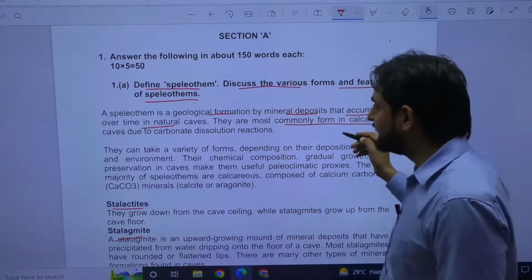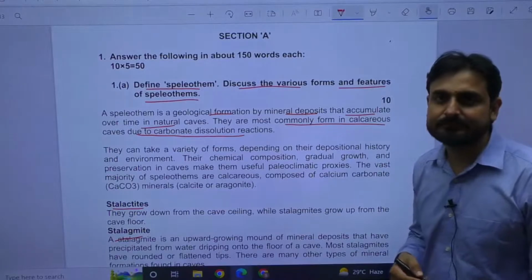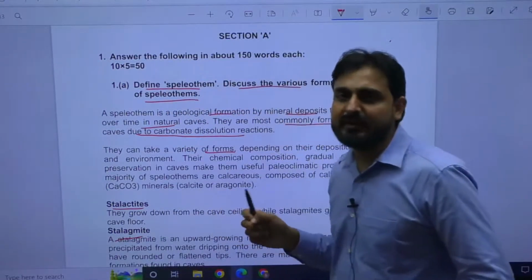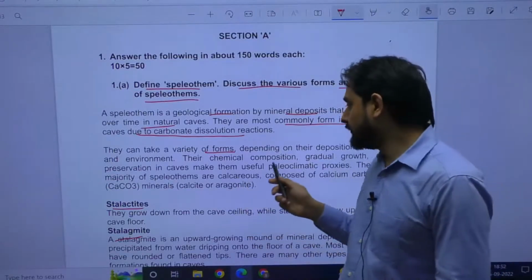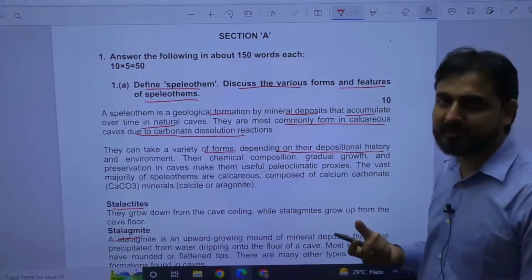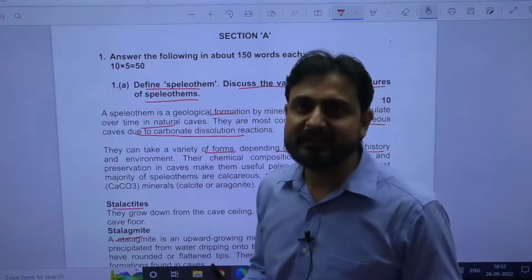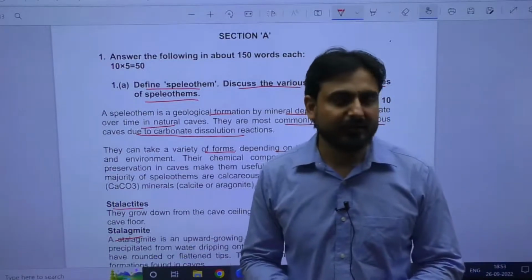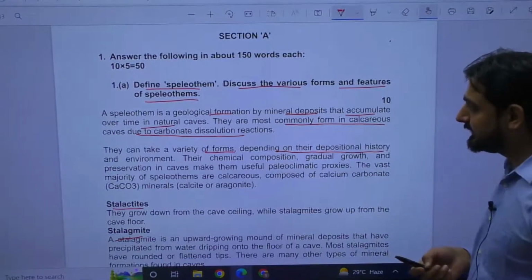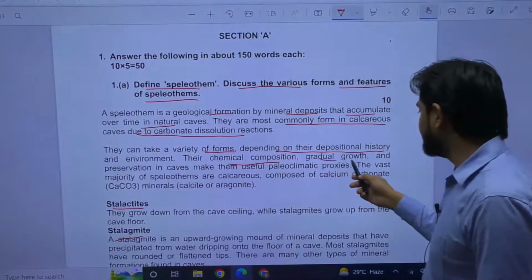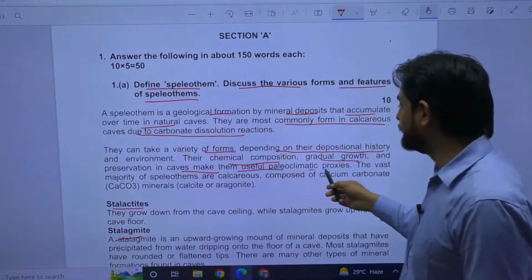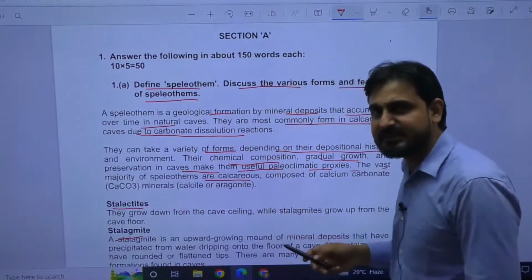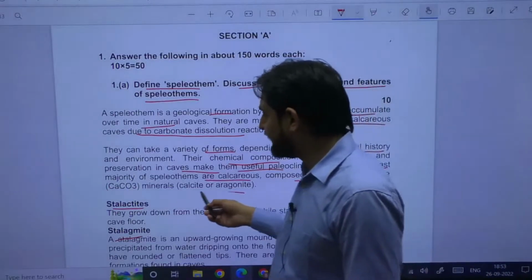Generally, within the introduction we can define speleothem. They are most commonly formed in calcareous caves due to carbonate dissolution reaction, and they can take a variety of forms, generally depending on the flow of the water. The flow of the water will decide what kind of shape they will take and what color these speleothems will be. It depends on mineral composition and the type of calcareous product. Their chemical composition, gradual growth and preservation in the cave make them useful paleoclimatic proxies. The vast majority of speleothems are calcareous in nature and composed of calcium carbonate plus minerals.